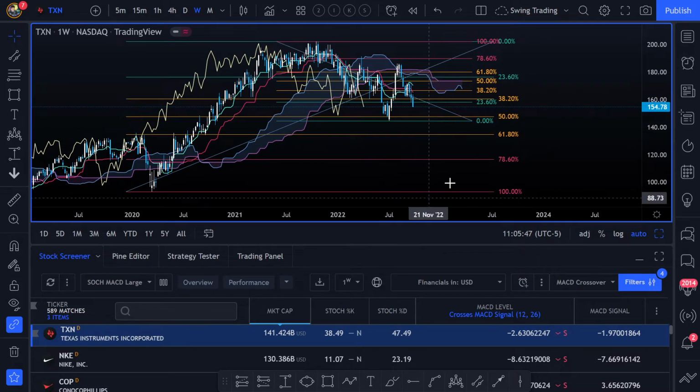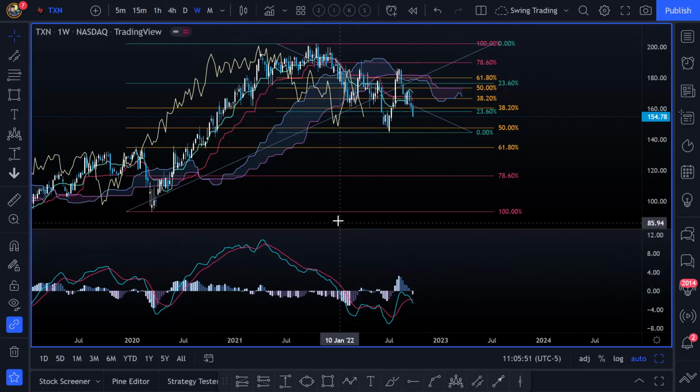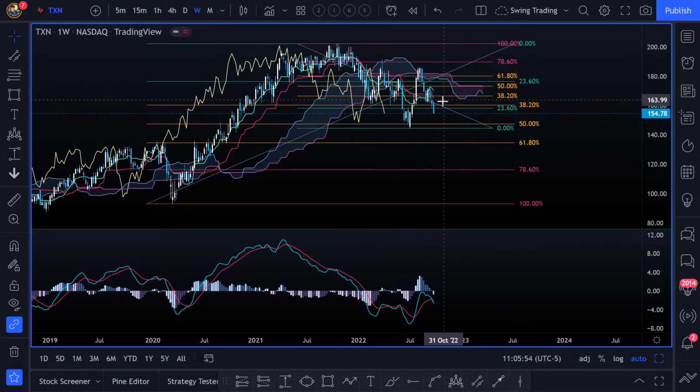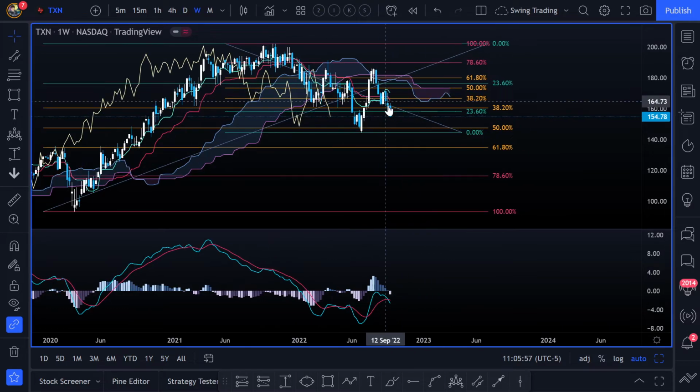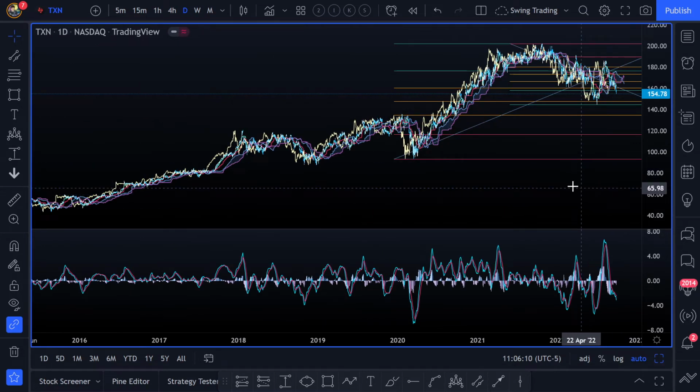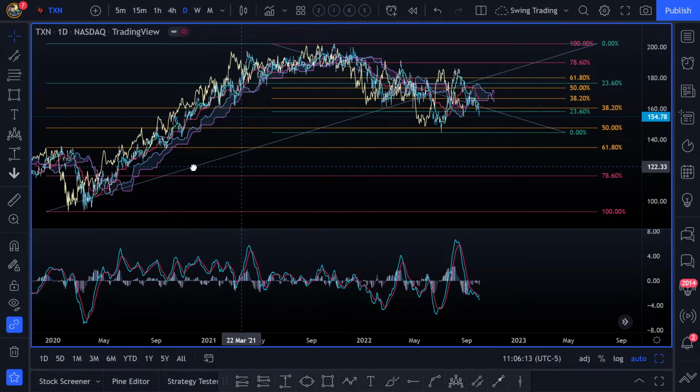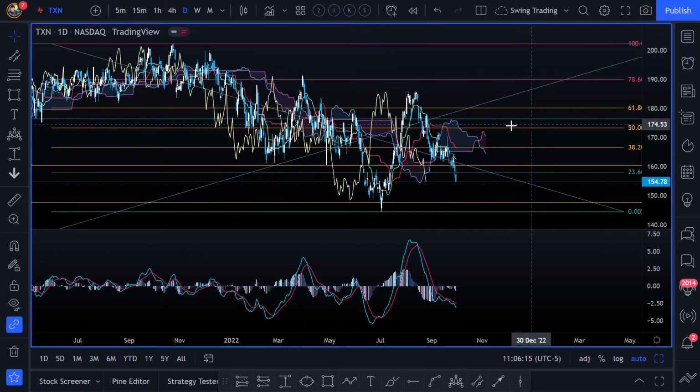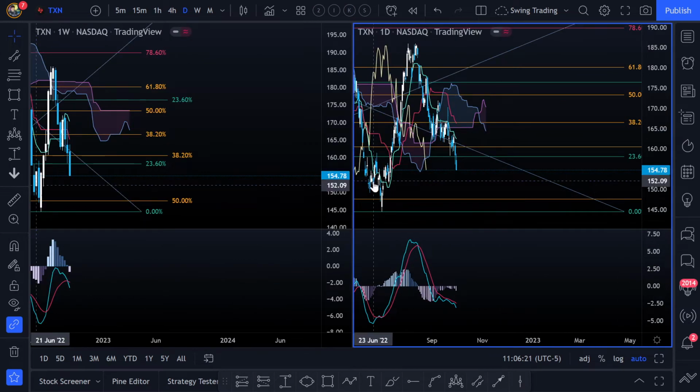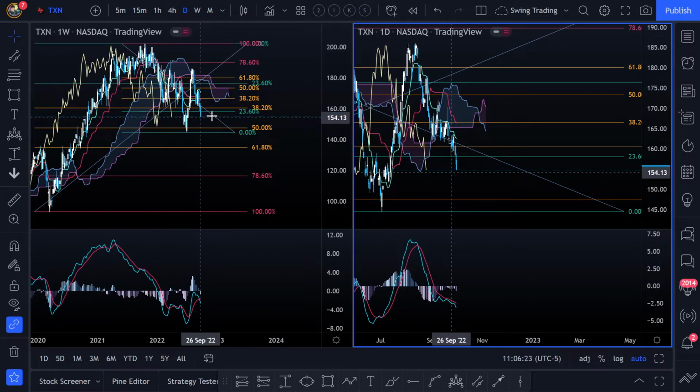And well, everything according to Ichimoku is bearish. So price is below the cloud. It's also below Kijun-sen and Tenkan-sen. Bearish cloud, and Chikou span is also below the cloud and pointing down. So going to the daily time frame, you can see that this is also bearish. So I think it's time to look also for short opportunities on this stock.